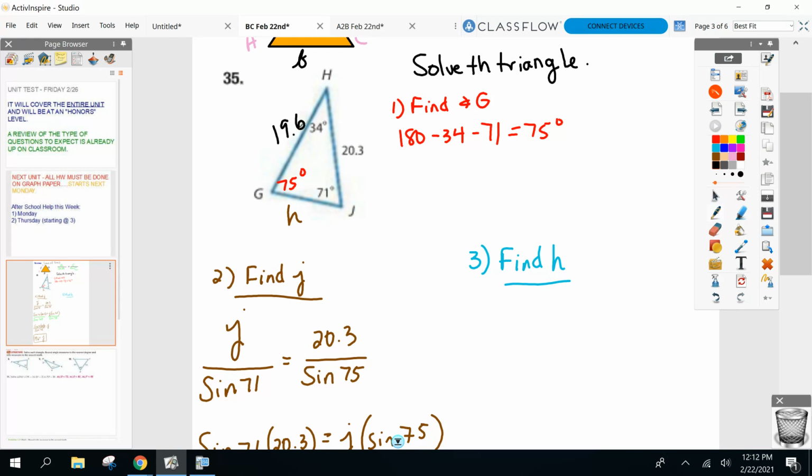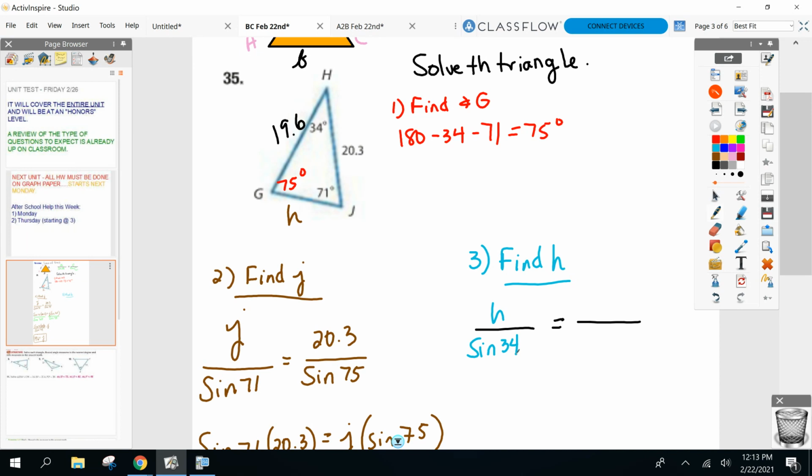What's up, Tom? There's no right angle. Not a right triangle. Can't do Pythagorean theorem. Can't do sine, cosine, tangent. Can't do SOH CAH TOA unless I have right triangles. So Pythagorean theorem is not an option, but law of sines is. H over what now? Sine 34, angle opposite, equals, now you guys got some choices because you already found side J.